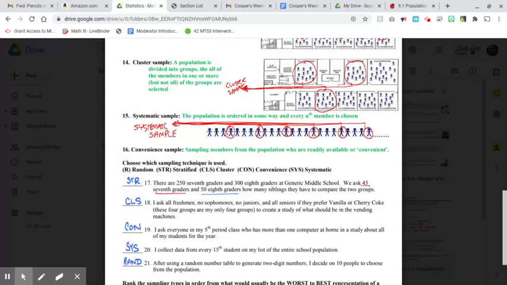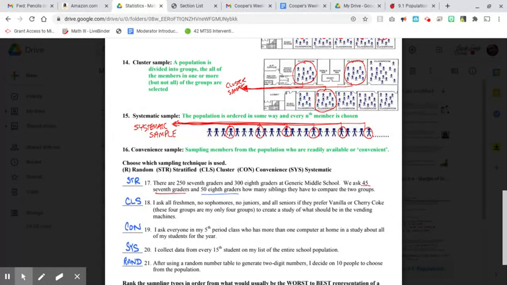So, which sampling technique is used here in 17 through 21? 17, there are 250 7th graders and 300 8th graders at generic middle school. We asked 45 7th graders and we asked 50 8th graders how many siblings they have to compare the 2 groups. So that is called a stratified sample because we have split them up into 7th and 8th graders and we have randomly selected 45 from the 7th graders and 50 from the 8th graders.